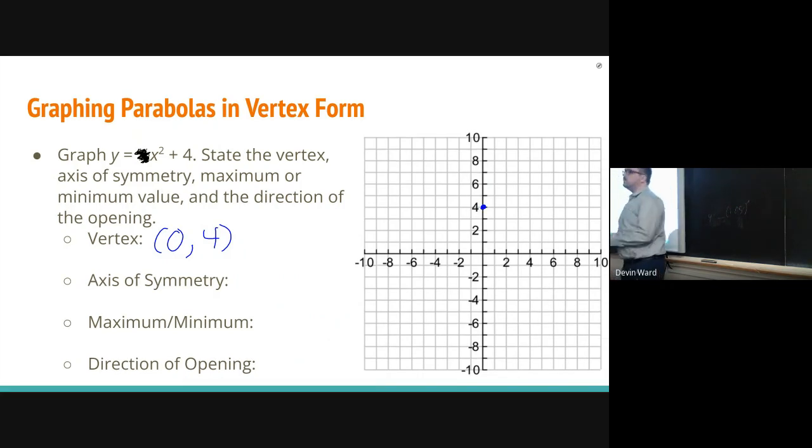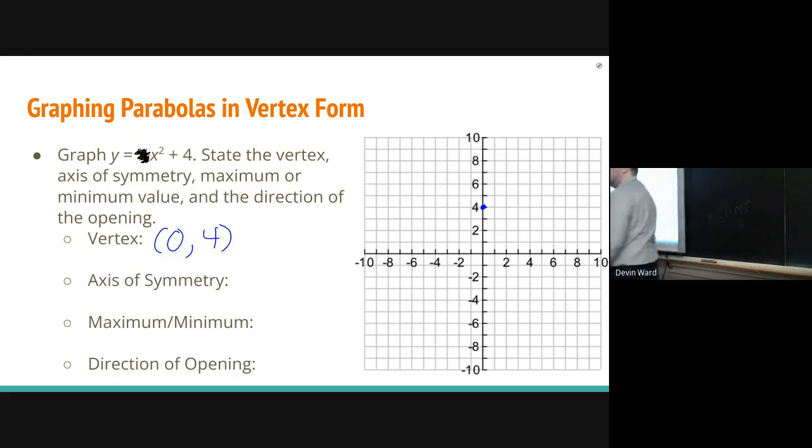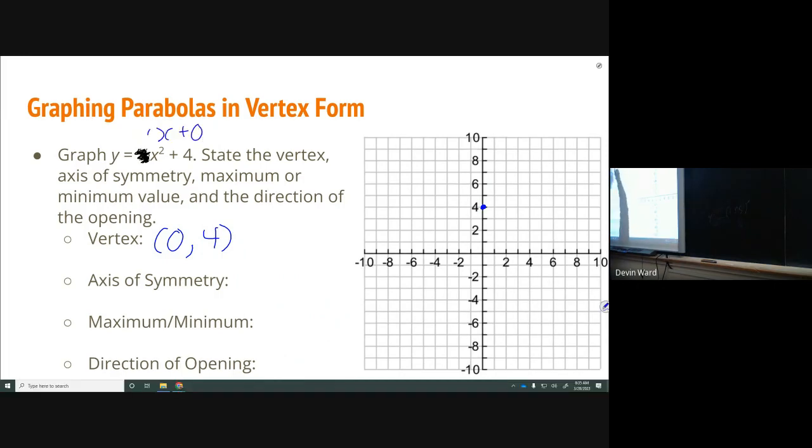Okay? So now, do the rest on your own. Graph it out. Write down the axis of symmetry, minimum, maximum, and the opening. Okay? Yeah, I think it's supposed to be the opposite, 4 and then 0. Oh no. Remember, you would have x plus 0 in the bracket.